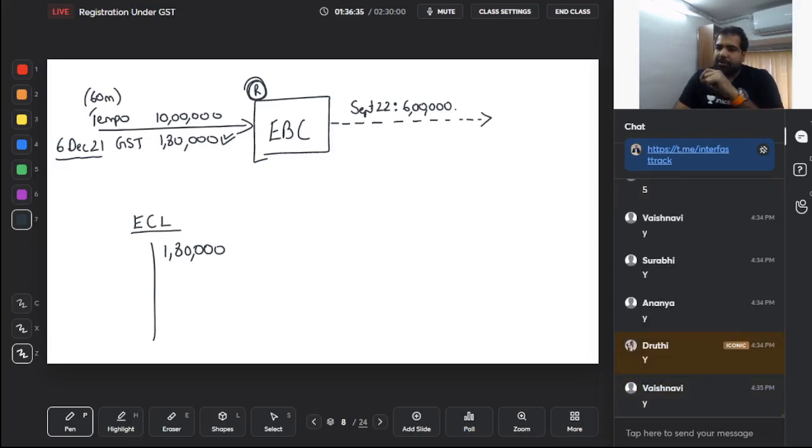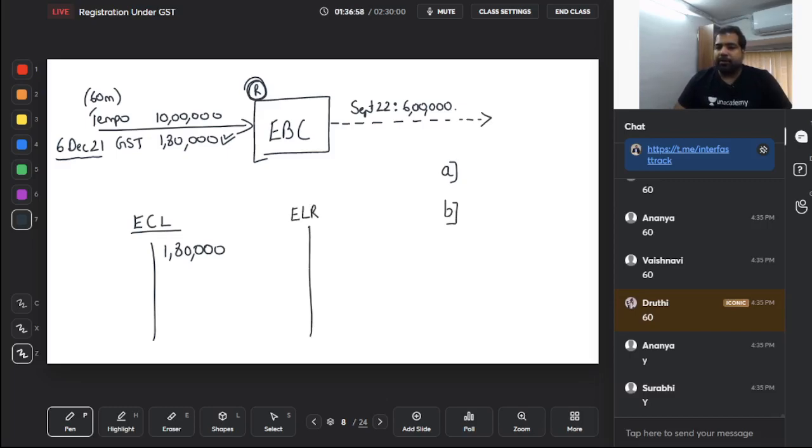Guys, how many months were you supposed to use this tempo for your business purposes? 60 months. And are you selling it much before? Yes. So the government gets very angry and they say, listen, this is not right. So as a punishment, we will calculate two amounts, and whatever is the bigger amount, you will have to pay us through the electronic liability register.